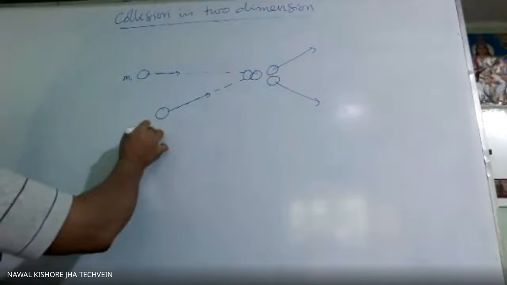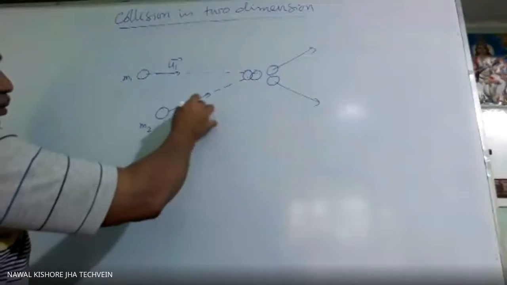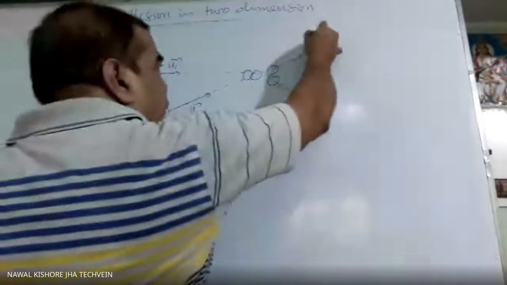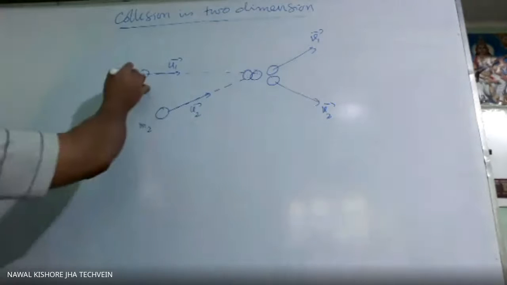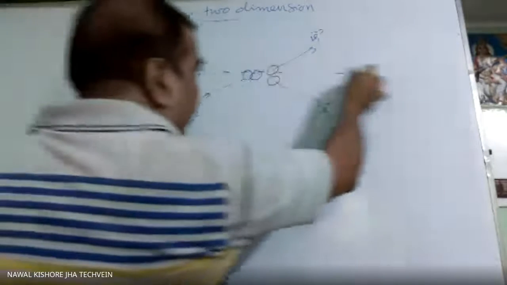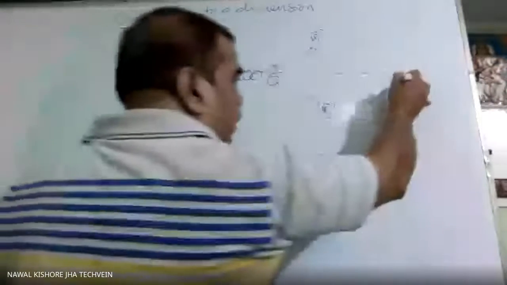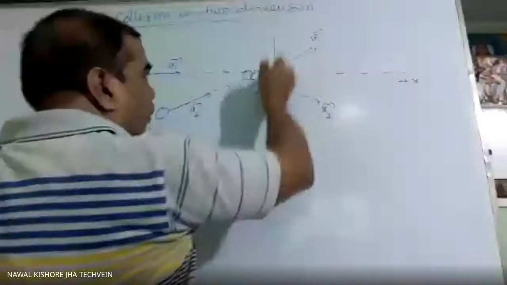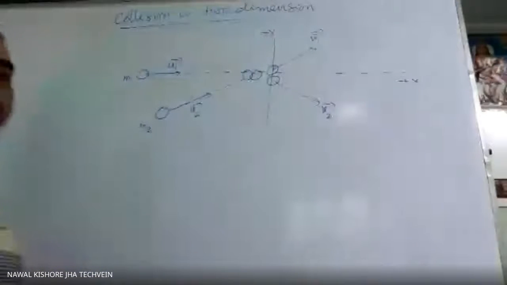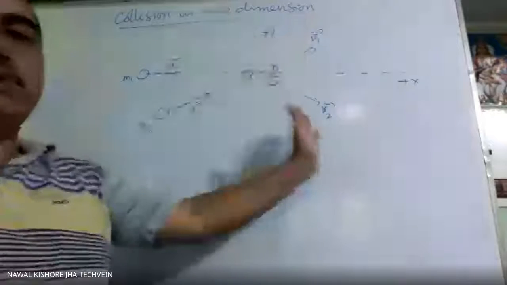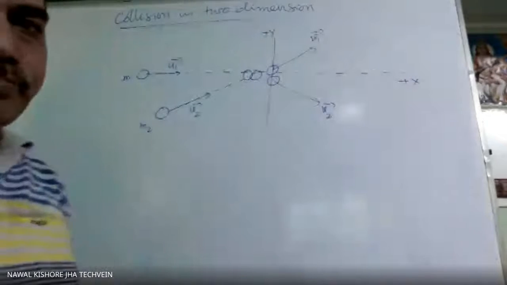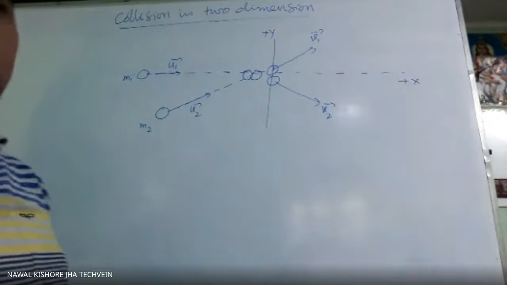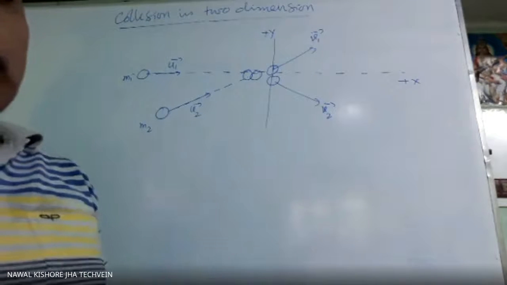This is M1, this is M2, this is moving with velocity U1, this is moving with velocity U2. This is V1 and this is V2. Suppose the first one we take as the reference line. That is one axis we are considering. This is our positive x, and the other is our positive y. We can take this one as positive x, this one as positive y, no problem. So along one of the balls' directions we will take one axis, and we will apply the law of conservation of linear momentum along the x-axis as well as along the y-axis.